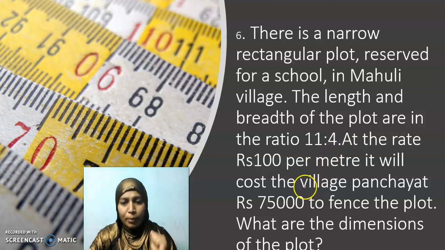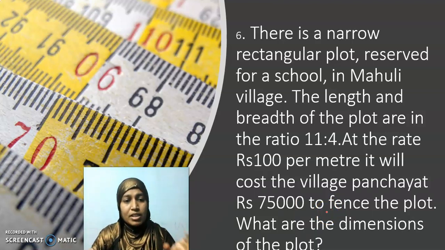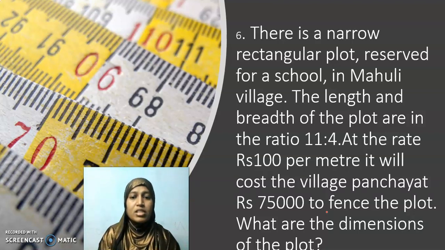And what about the perimeter? They have not given us the total perimeter. Instead, they have given us the total amount or the cost they have to spend for fencing the plot. Okay, total amount is 75,000. Per meter, how much cost they have to spend? 100 rupees. Okay, so totally how many meters will be there? Yes, you have to divide these two to get the perimeter. So if I divide these two, 0 gets cancelled and I get 750 as the perimeter. So 750 is the perimeter.